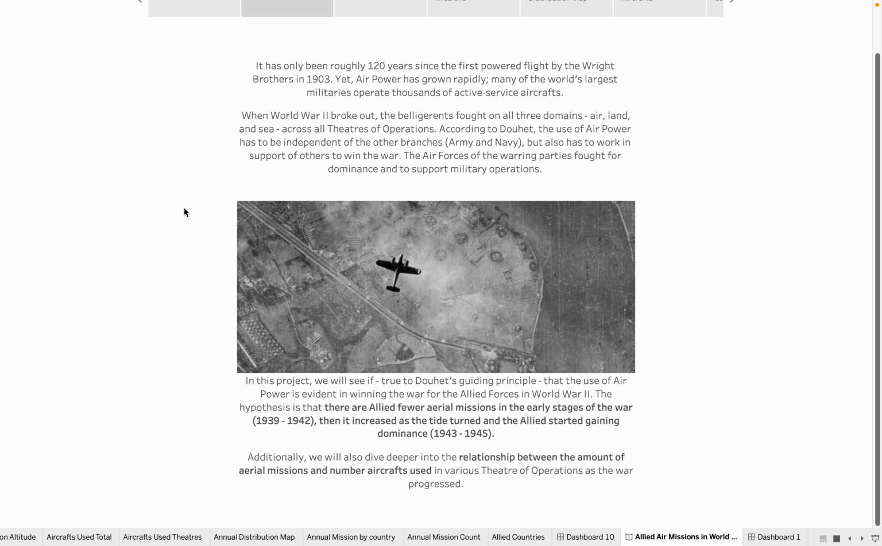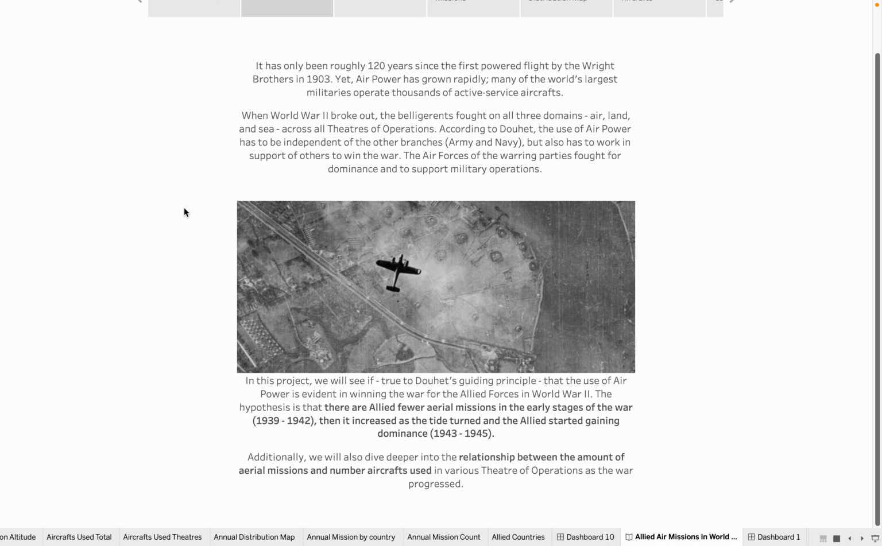According to the Italian aviation thinker Giorgio Douhet, the use of air power has to be independent of the other branches, the Army and Navy, but also has to work in support of the other branches to win the war. Now, in this project, we'll see if, true to Douhet's guiding principle, the use of air power is evident in winning the war for the Allied forces in World War II.